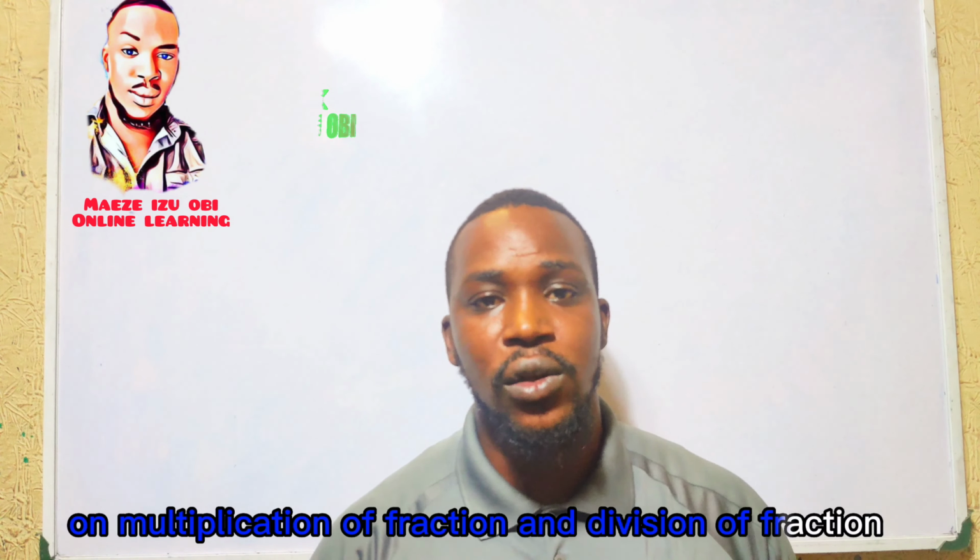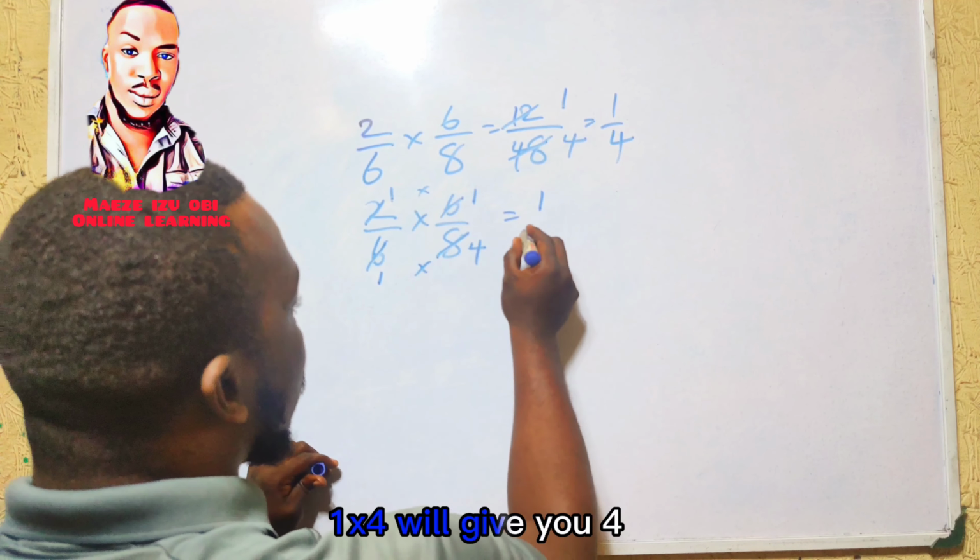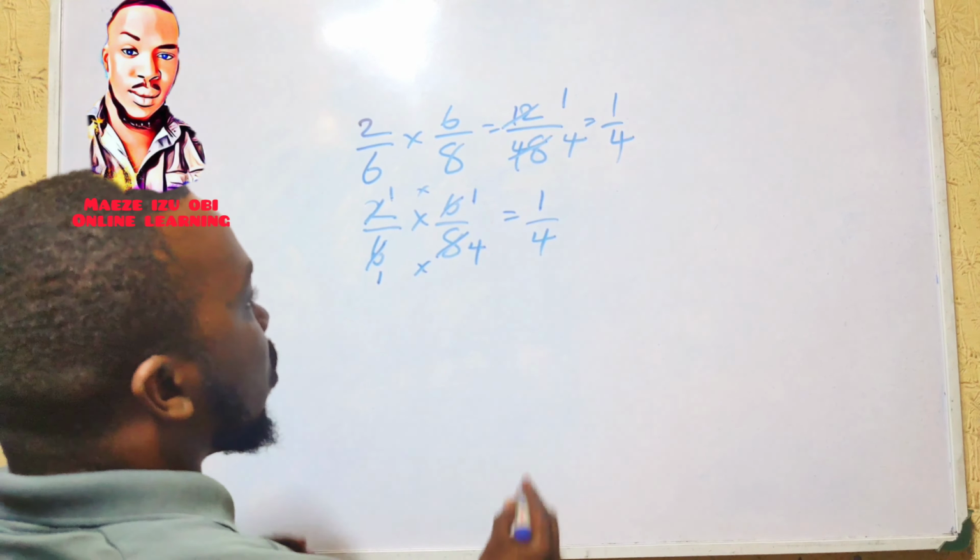Now what again can go? 6 can divide 6, and 6 can divide 6 here. 6 divides 6 here, it gives you 1. 6 divides 6 here, it gives you 1. 1 times 1 will become 1. 1 times 4 will give you 4. You can see it's still 1 over 4. Now, you can equally make use of any method of your own choice in both methods.